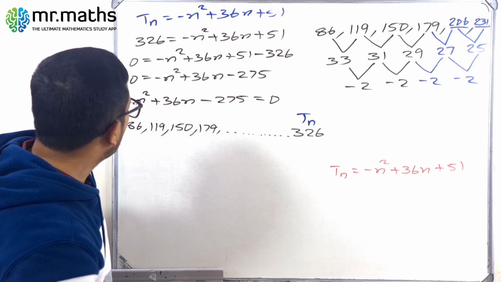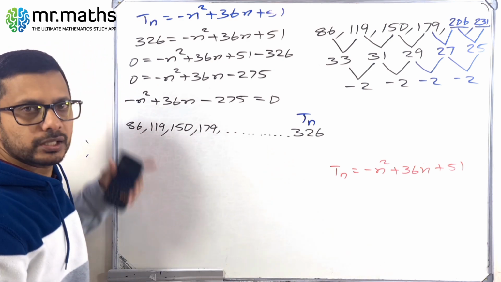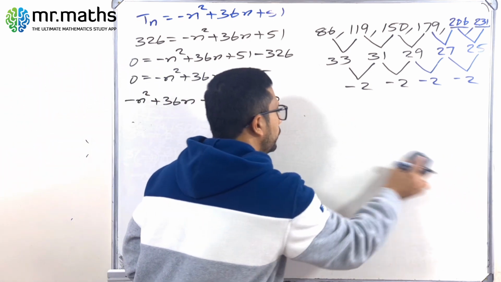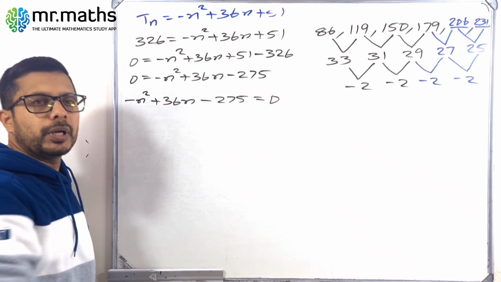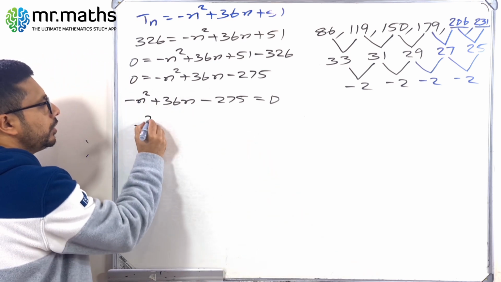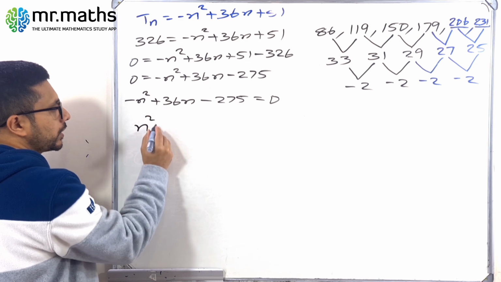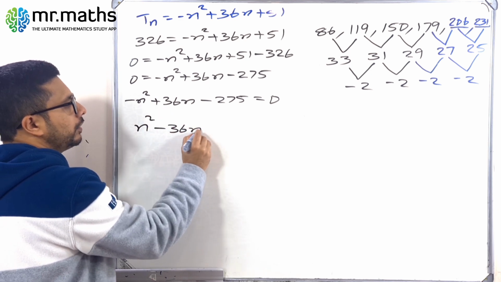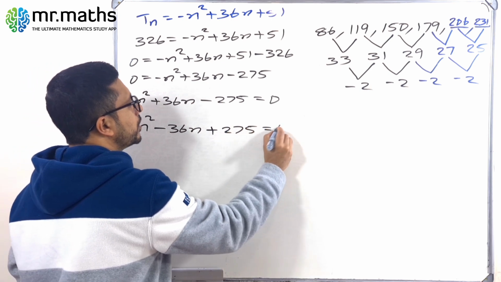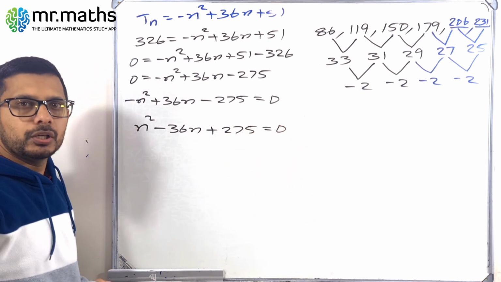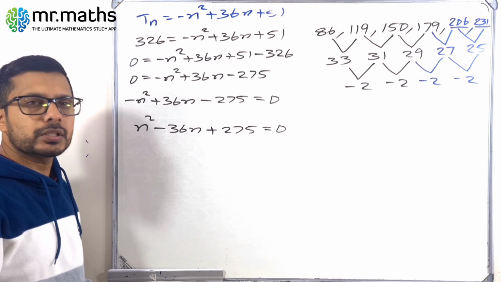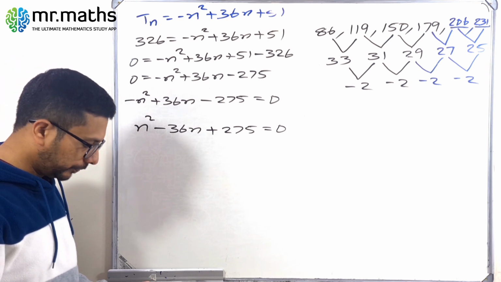Okay, now we have to avoid this minus. For that, what we can do, we have to throughout multiply with a negative. So negative into negative is positive n square, negative into plus is negative 36n, minus into minus is plus 275 is equal to 0. Okay, so we got a quadratic equation, n square minus 36n plus 275.